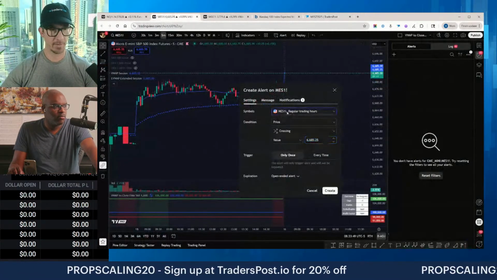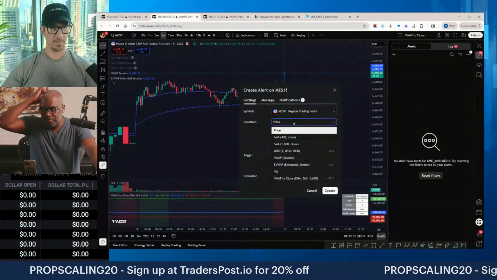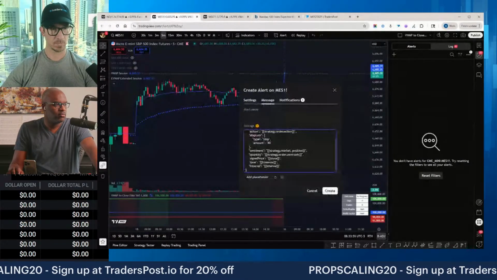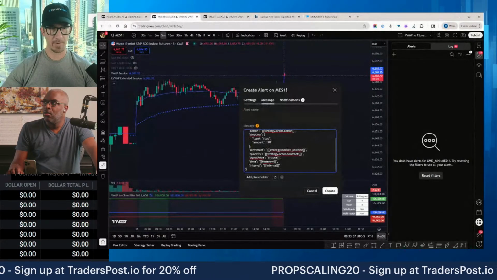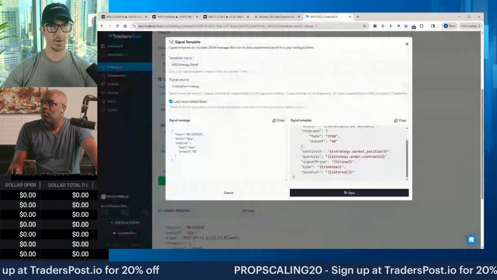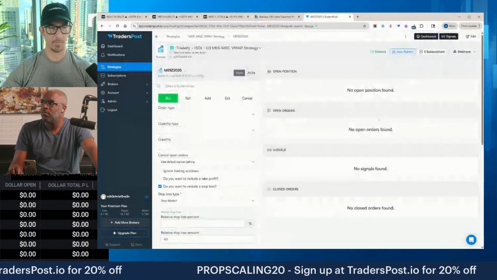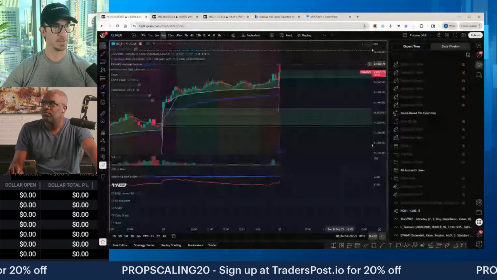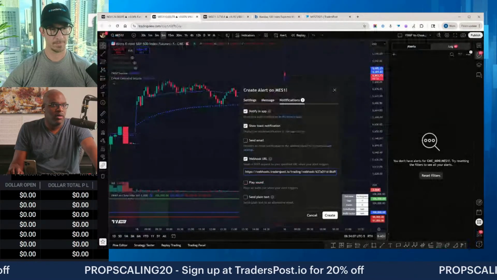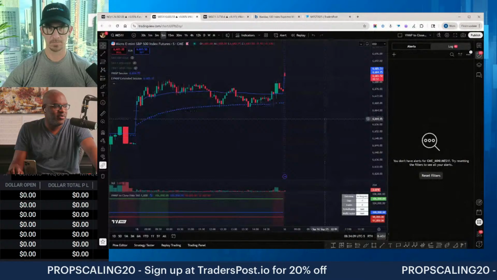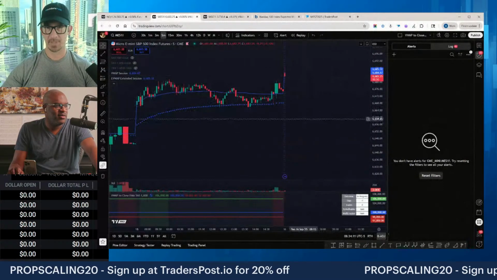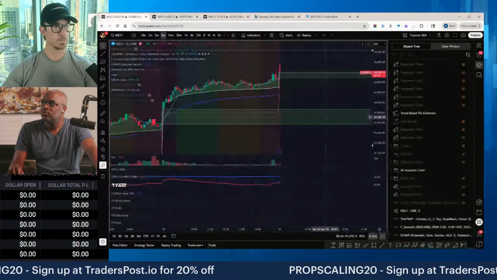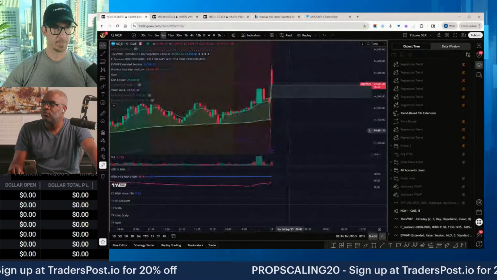So let's set up my alert now on the VWAP to close strategy. This is where I'll put in my message, and then I need to grab the webhook URL from, oops, I forgot to save that message. All right, NASDAQ is dropping here. Okay, kind of expected that might happen. Ooh, gap's almost filled.